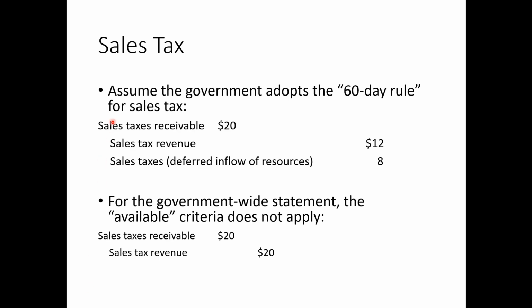So assume that this government adopts a 60-day rule for sales tax. In this case, it may recognize 12 million as sales tax revenues, and the remaining part will be a deferred inflow of resources, 8 million. And for the government-wide statement, we no longer apply the available criteria. We adopt a full accrual basis, and the whole 20 million will be recognized as sales tax revenue without any issue.